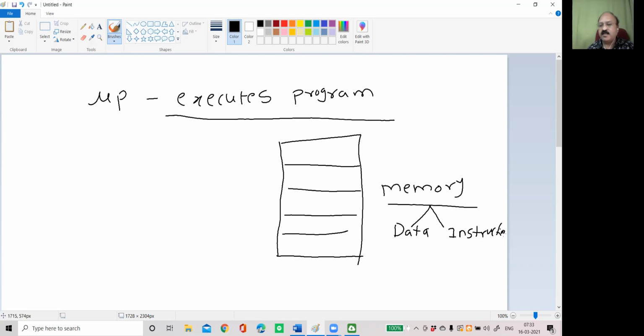So data and instruction is the information which is stored in the memory. But now it is stored in memory. Then who will read it? That will be done by the microprocessor. So the microprocessor executes the program by reading the instruction from the memory, or it stores the data into the memory. So there are two parts.